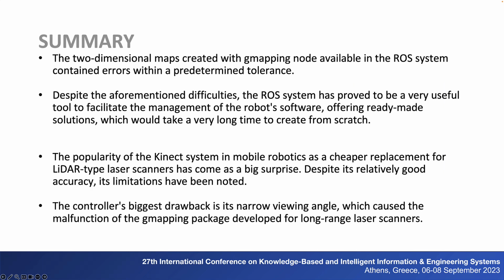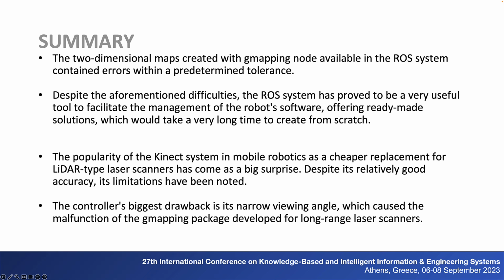The aim of the work was to design and build a robot capable of creating a two-dimensional map of a room, and to make a two-wheeled mobile platform capable of moving in a direction set via a remote computer keyboard. The two-dimensional maps created with the mapping node available in the ROS system contained errors within a predetermined tolerance. In the early stages of the design process, experiments were carried out using, among other things, a Raspberry Pi microcomputer. However, its computing power was insufficient, which led to the use of a large laptop computer, which in turn had an impact on the final dimensions of the resulting robot.